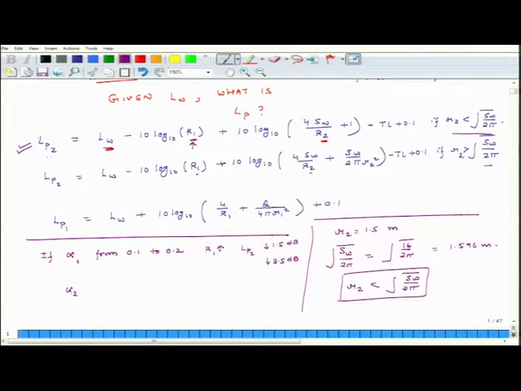So, this is the case for alpha 1. The same thing is also true for alpha 2. If you increase alpha 2 from 0.1 to 0.2, R2 will go up and LP2 will also go down by 1.5 dB if you are very close to the wall, and it will go down by 3.5 dB if you are far from the wall.